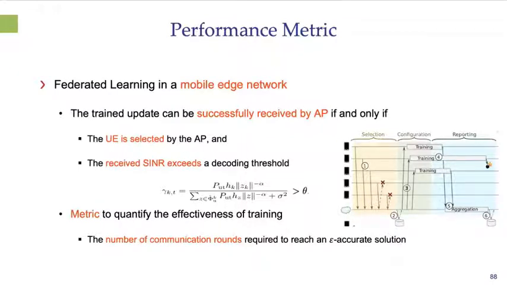And a metric to quantify the effectiveness of training is going to be the number of communication rounds required to reach an epsilon accurate solution. And by that I mean, here we're going to be solving a very tame machine learning problem, just to look at the communications aspects. In particular, we're going to be looking at minimization of a strongly convex function. So in this case, you know you're at a minimum when the primal and dual solutions agree.